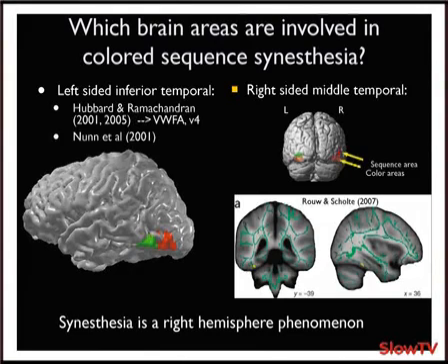And this has recently been verified, or I should say this idea is supported by the fact that when people look at the amount of connectivity, when they look at the fibers in the brain, they find in the same area that we do, on the right side, increased connectivity in the synesthetic brain. And so the suggestion now that we're making is that synesthesia is actually a right hemisphere phenomenon that has to do with the sequence area.